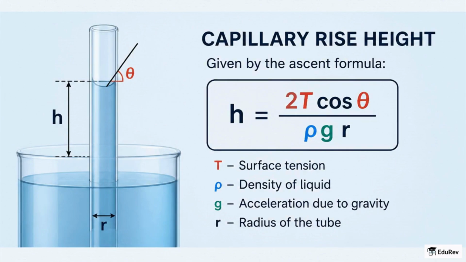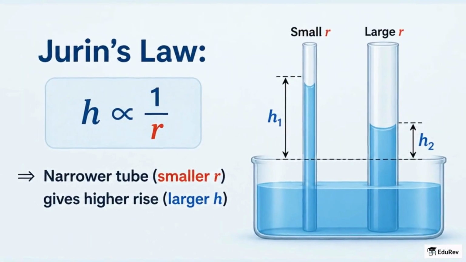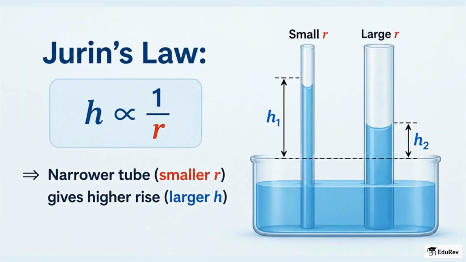The capillary rise height is given by the ascent formula. h equals 2 times T cosine theta divided by rho g r, where rho is density, g is gravity, r is tube radius. Jurin's law follows. Since T, theta and g are constants, the height h is inversely proportional to the tube radius. So narrower tubes give higher rise.